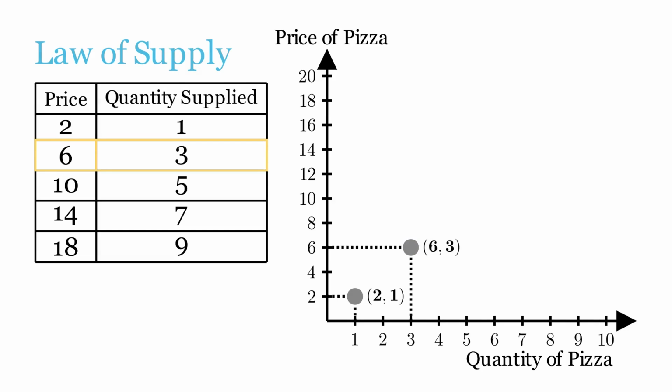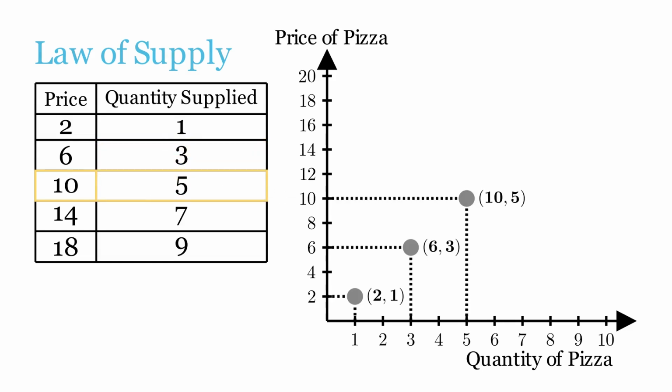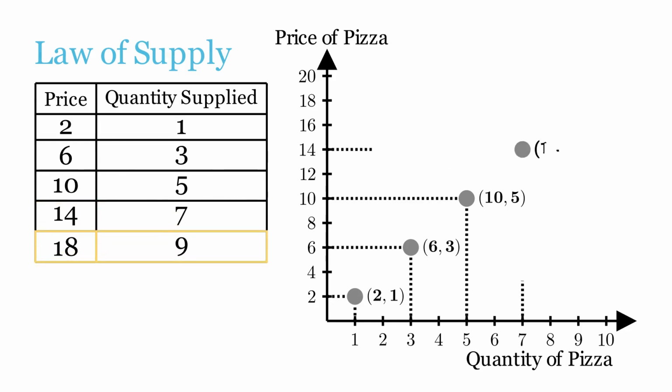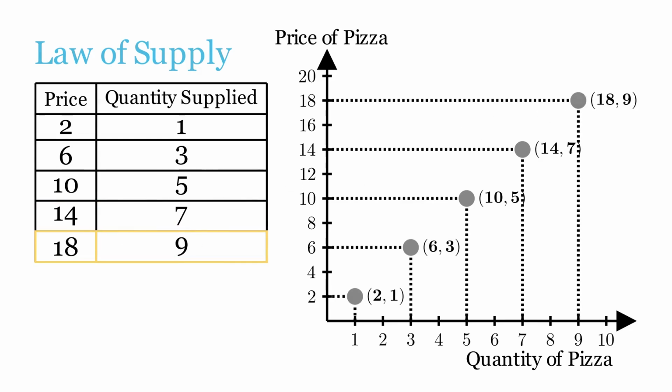When the price further increases from 6 to 10, the quantity supplied increases from 3 to 5. Let us plot this point as well. When the price is 14, the quantity supplied is 7. And when the price is 18, the quantity supplied is 9. Let us plot all these points on the graph. Now we have multiple dots on the graph.